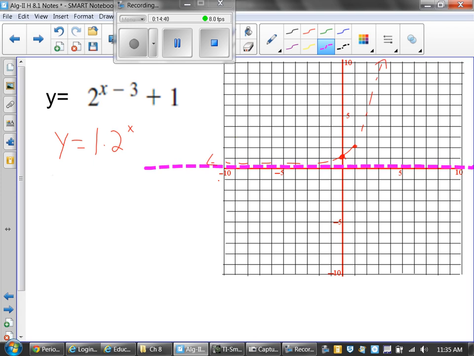Now I have to move it. My a was 1. h is 3, and k is 1. I have to move it to the right how many? 3. And how many up? 1. There you go. Move to the right, new asymptote. And there's my new curve.